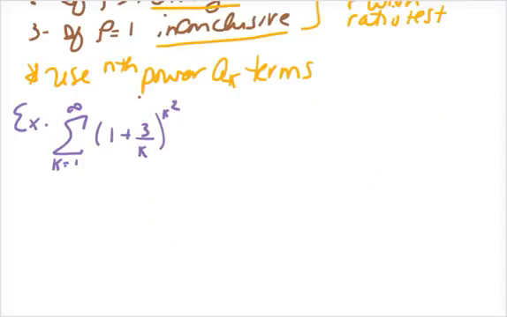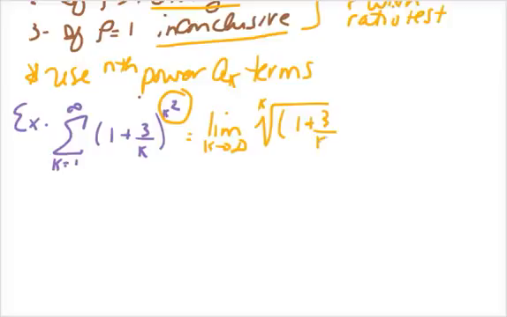Okay, so here's our example. We've got a series where we've got a power. So this is a perfect candidate to use the root test. So let's set it up. It's going to be the limit as k goes to infinity. And I'm going to take the kth root of the term of the series, 1 plus 3 over k, squared.